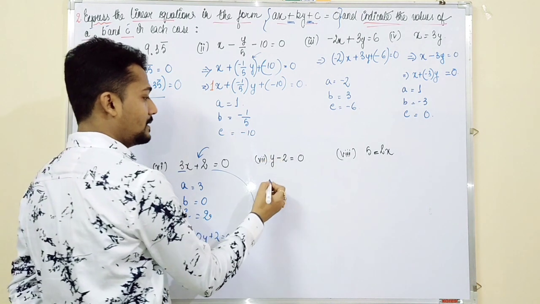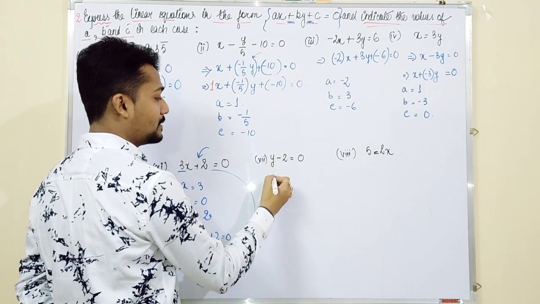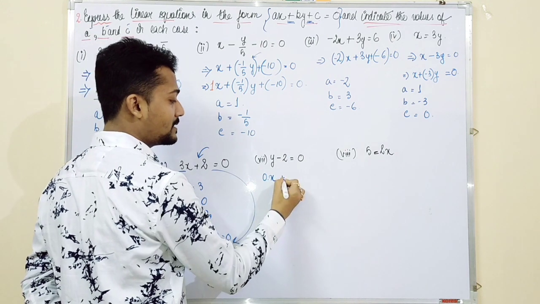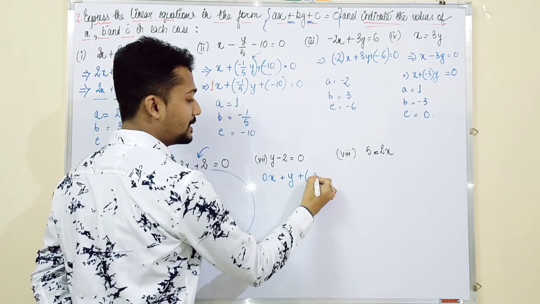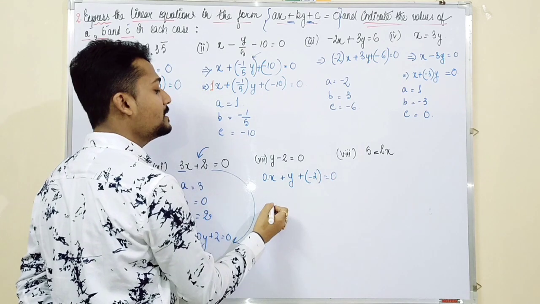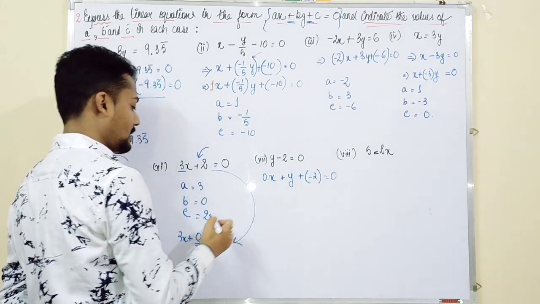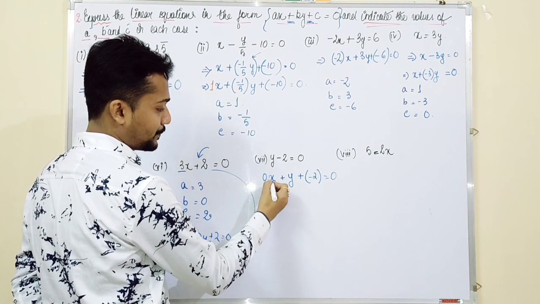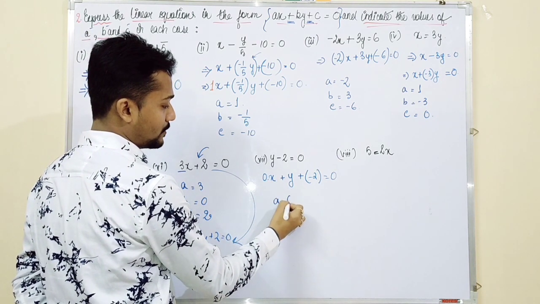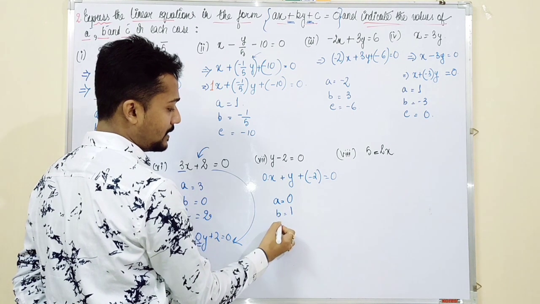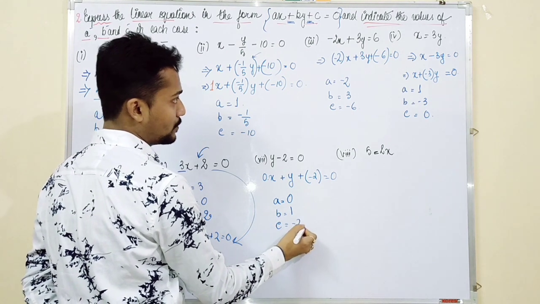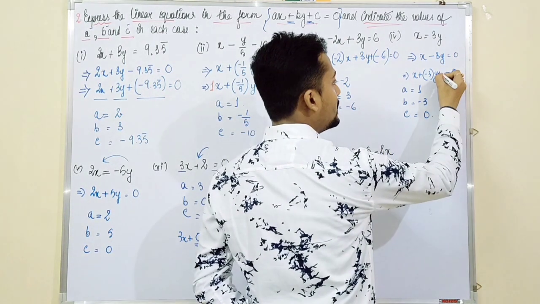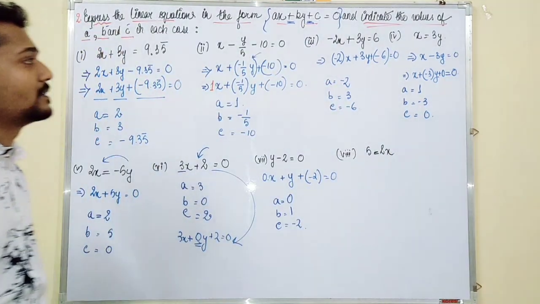Okay? Here similarly, what you will write? No x is there, that means 0 into x, isn't it? Plus y plus minus 2 is equal to 0. That means A is equal to 0, B is equal to 1 and C is equal to minus 2. Okay, so here C is equal to 0. So if you want, you can write here C is equal to 0 plus 0.